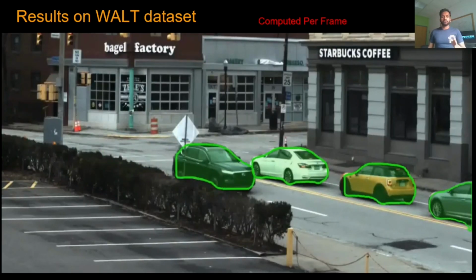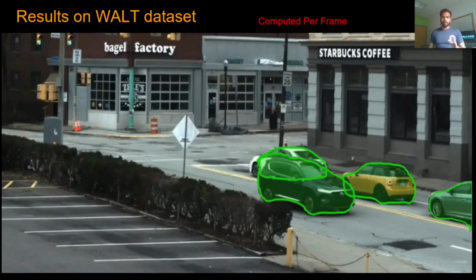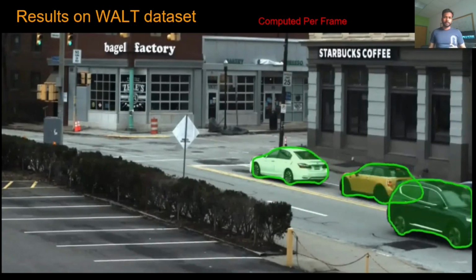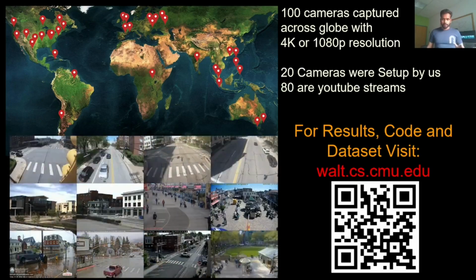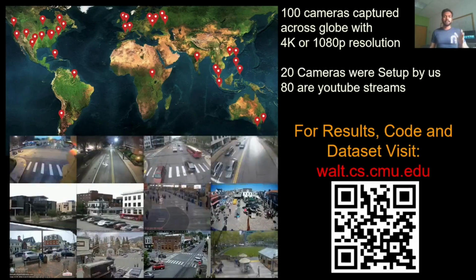Here are segmentations of vehicles with large occlusions. We observe that learning robust amodal representation automatically improves tracking of severely occluded objects. We have collected a large time-lapse dataset of 100 cameras captured across the world. We have released data from 20 cameras captured by us.